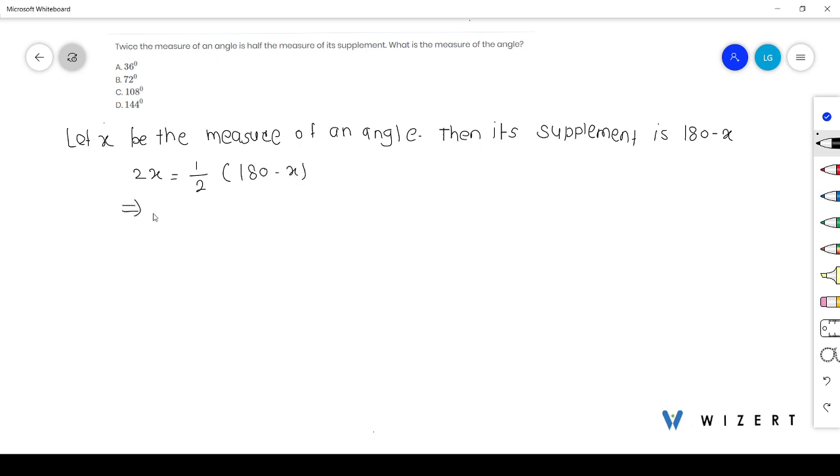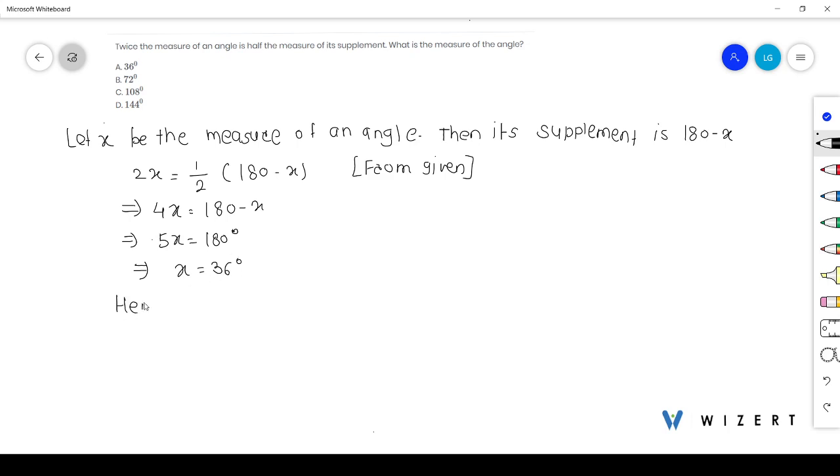Now multiply both the sides by 2, we get 4x equals 180 minus x. Now add x to both the sides, this is from the given. So here after adding x to both the sides, we get 5x equals 180 degrees. Now divide both the sides by 5, we get x equals 180 by 5, that is 36 degrees.